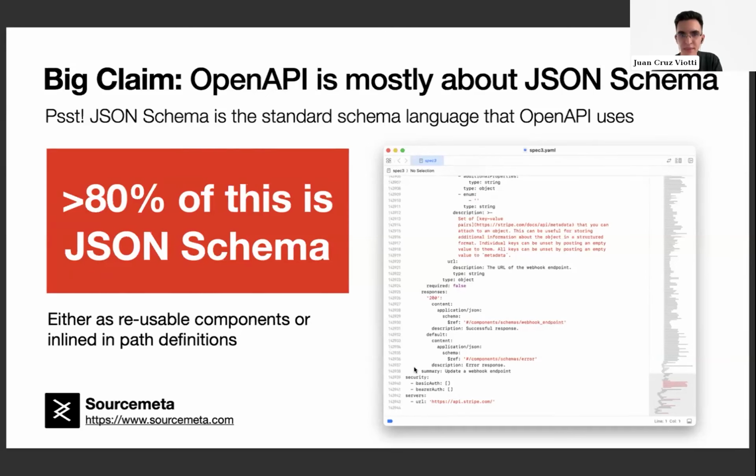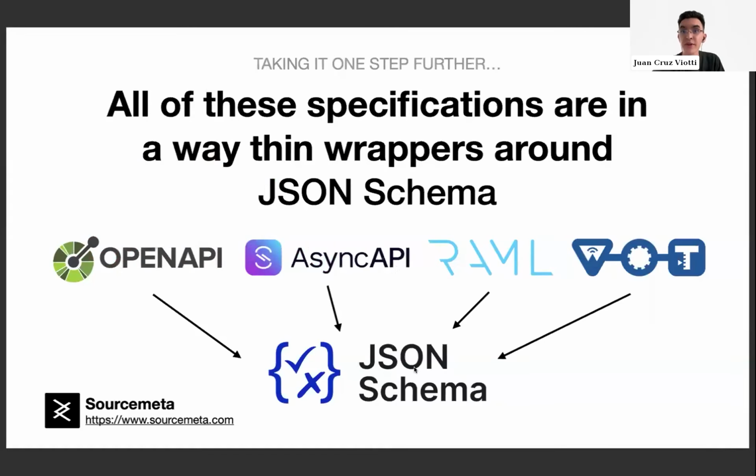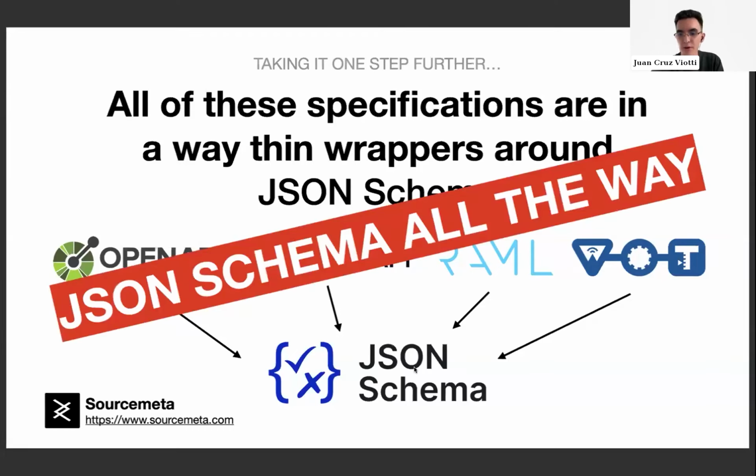And taking it one step further, I don't think this is unique to OpenAPI. There are many specifications like OpenAPI that build on top of JSON schema, like AsyncAPI, RAML, or even W3C Web of Things. And the same principle applies, and I think all of these specifications are in a way thin wrappers around JSON schema. They are just repurposing JSON schema for a specific use case, like describing APIs. So yeah, it's JSON schema all the way.